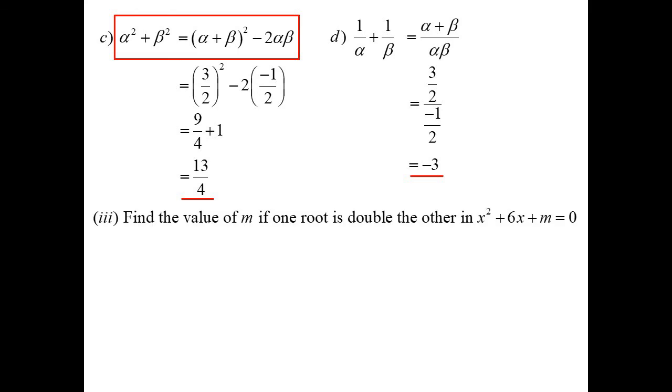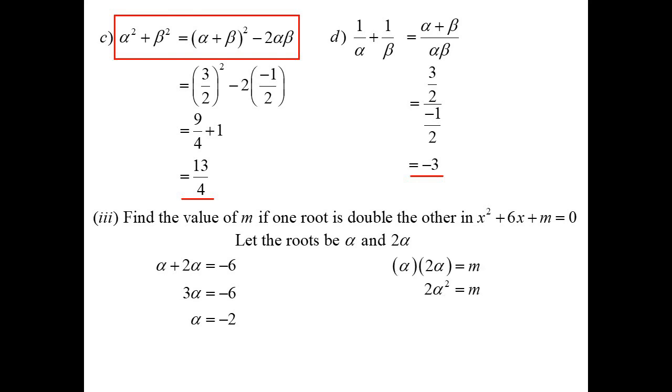One root is double the other. Now, if one root was double the other, instead of calling them alpha and beta, we'll call them alpha and 2 alpha. So the sum of the roots, in this case negative 6, and then the product of the roots, that'll be m, but now it's like I've got simultaneous equations, and so I can go and find m. Alpha will be negative 2, sub it into the other side, and eventually we get m equals 8. So a lot of playing around with the algebra.